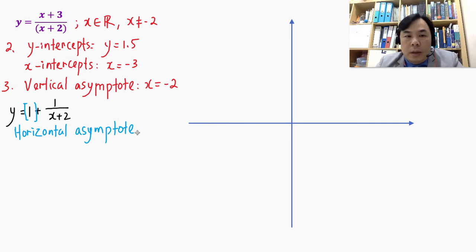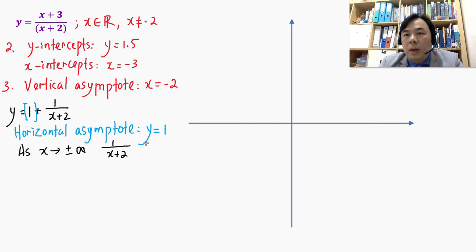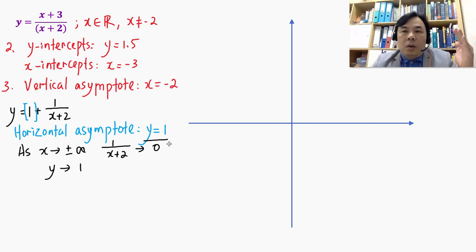The horizontal asymptote is y equals 1 here. The reasoning behind this is the same as x approaches positive or negative infinity. What happens is that we know 1 over x plus 2 will approach 0. Because this approaches 0, therefore your y approaches 1. Then we make a conclusion saying that the horizontal asymptote is y equals 1.